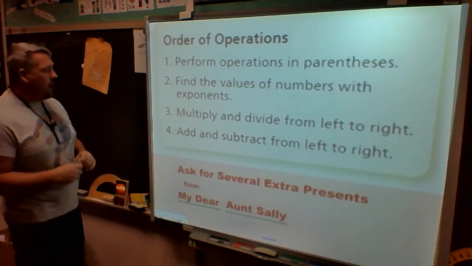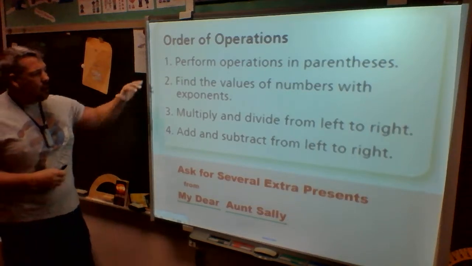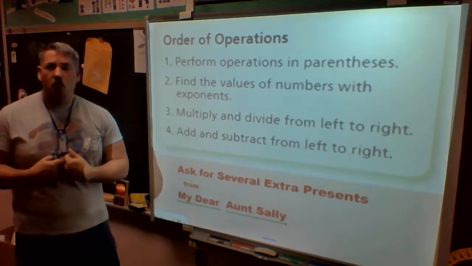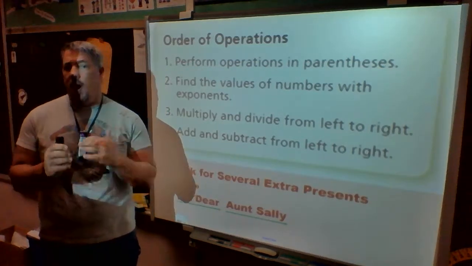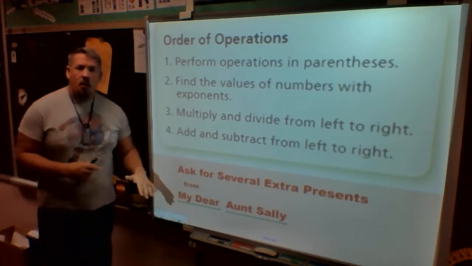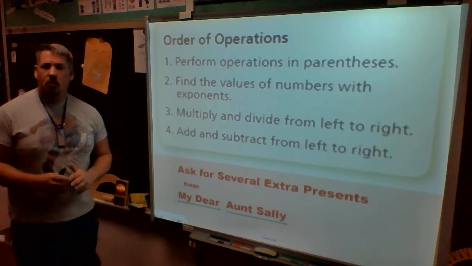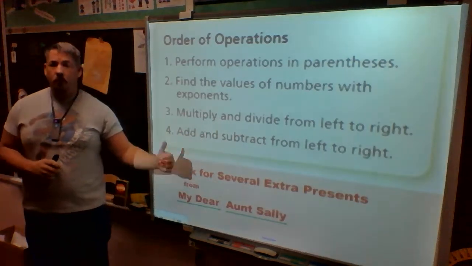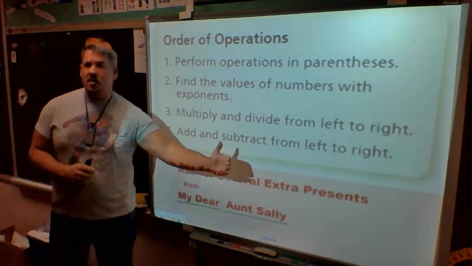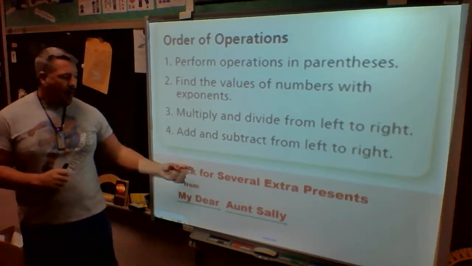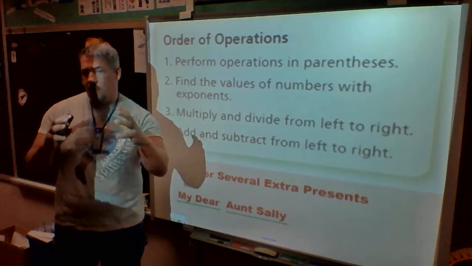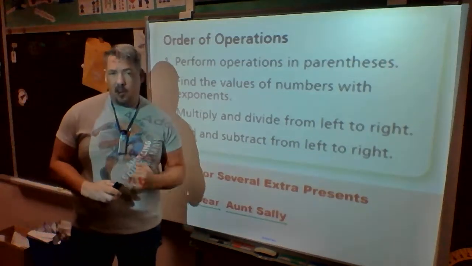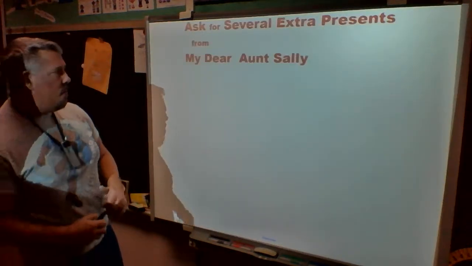So when I look at what we're talking about with order of operations, then this is what the book gives you. I want to review the way that I'm teaching it, because we have all of these different steps now, starting with absolute value. So the saying that we've learned since the first week or two of school: ask for several extra presents from my dear Aunt Sally. And they go in groupings. Ask for several extra presents all go in groups together. From my dear is a group together. Aunt Sally is a group together. So let's review what those mean.